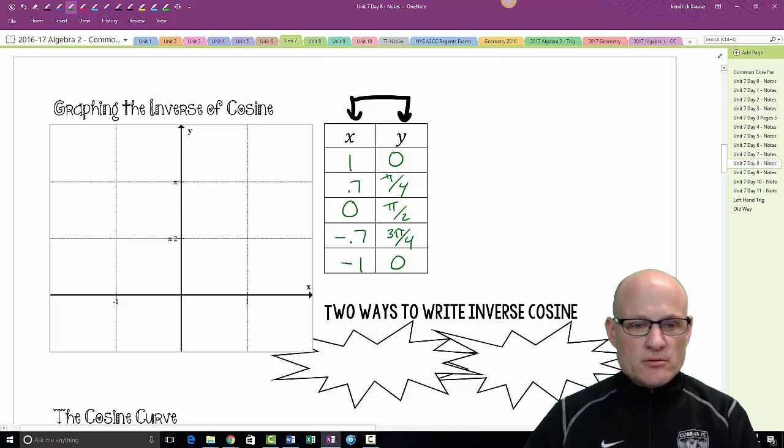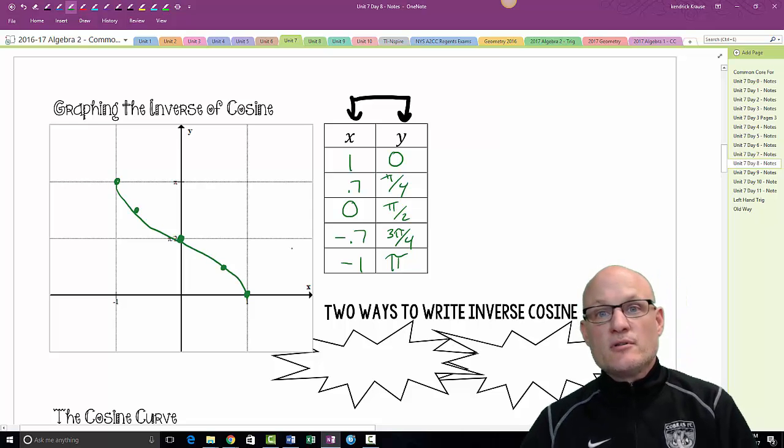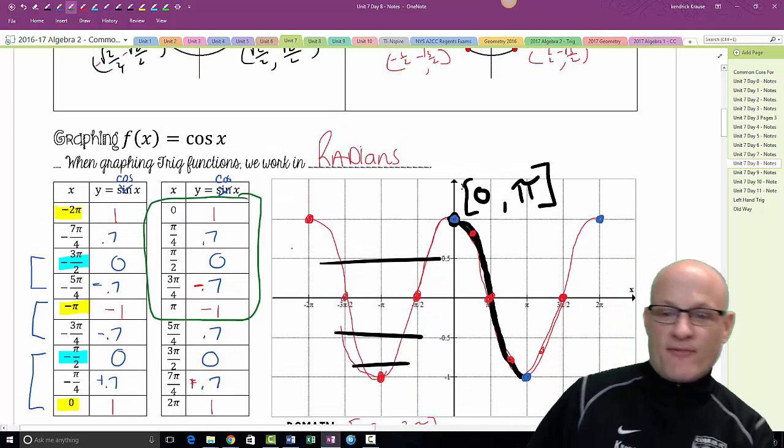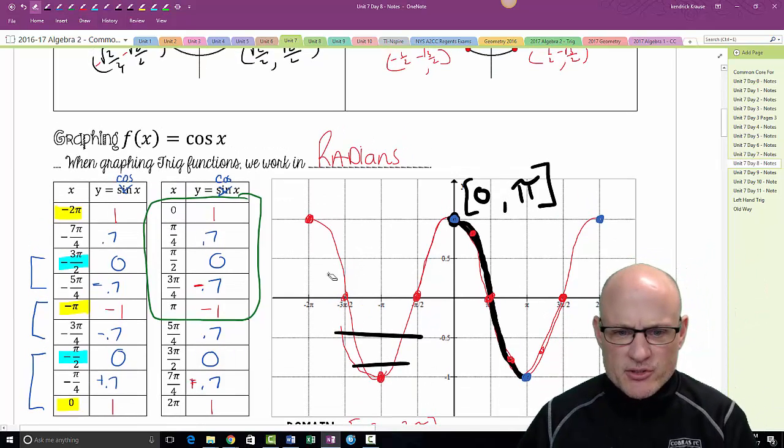So 1, 0. 0.7, pi fourths. 0, pi halves. Negative 0.7, 3 pi over 4, and negative 1, not 0, this should be pi. Negative 1, pi. So there's my graph of the inverse of this. Now, again, if I took this thing, let me see if I can show you what I've done.